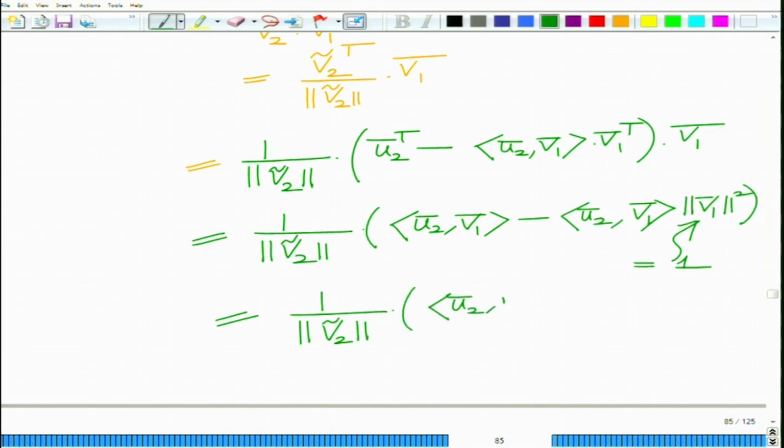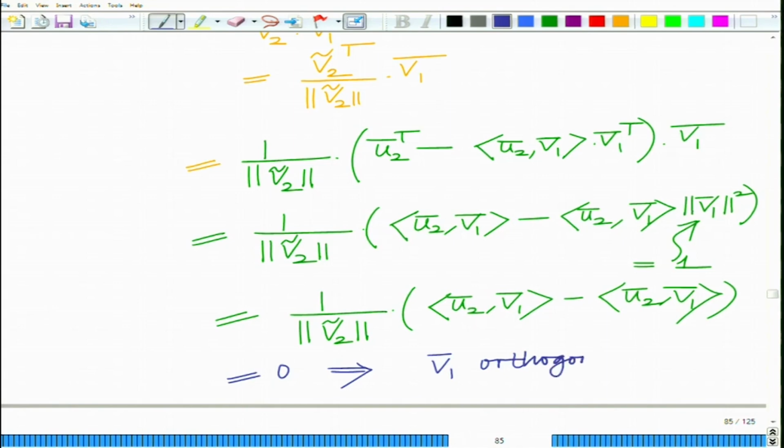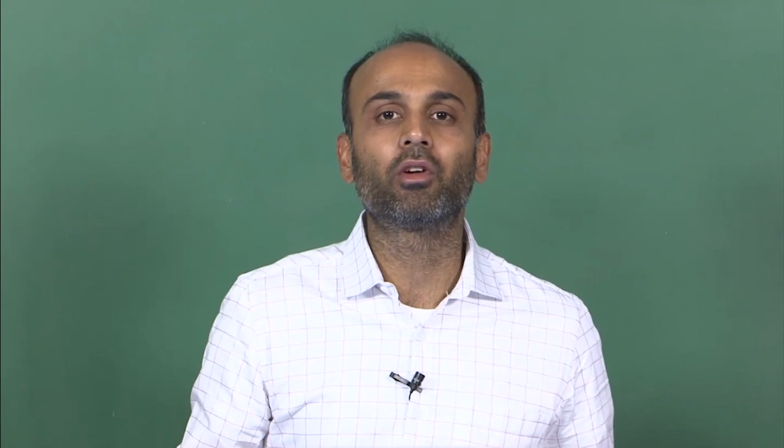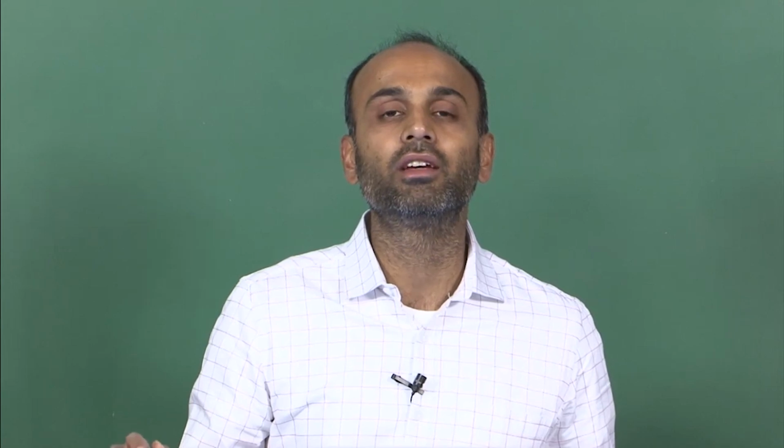Since this is equal to 1 over norm V2 tilde times the inner product of U2 bar and V1 bar minus the inner product of U2 bar and V1 bar, which you can now see is equal to 0, this implies V1 bar is orthogonal to V2 bar. This can also be represented as V1 bar perpendicular to V2 bar, because remember we said the cosine of the angle between these two vectors is related to the inner product. If the inner product is 0, the cosine of the angle is 0, which means the angle theta is 90 degrees, and therefore the vectors are perpendicular to each other.